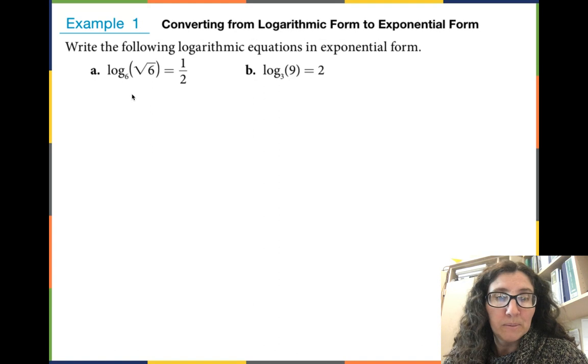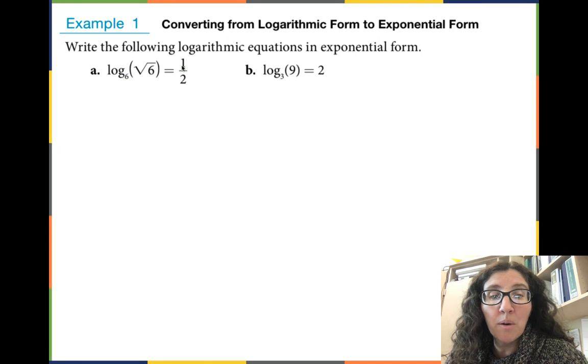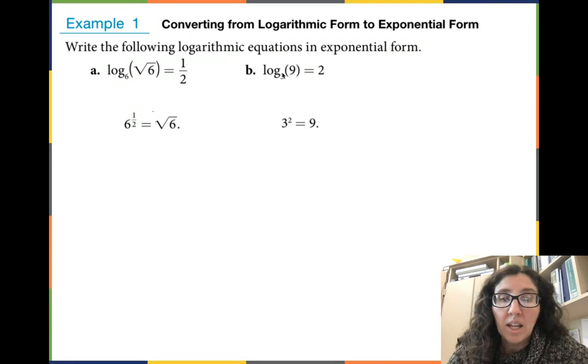So here are some examples. Write these as exponents. There are no variables here. This is just saying 6 to the 1/2. So how would we say this? Log base 6 of the square root of 6 equals 1/2. Or log base 3 of 9 equals 2. That's how we say them. Now let's put these little arrows in. 6 to the 1/2 power equals the square root of 6. And is that true? Yeah, that's what it means to be the 1/2 power. And here, 3 squared equals 9, also true.